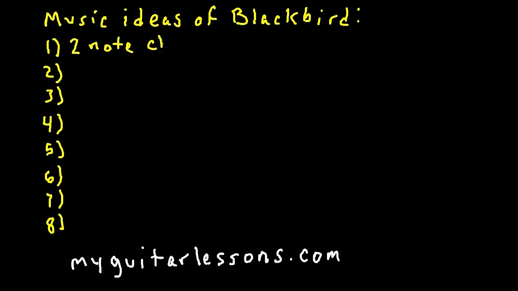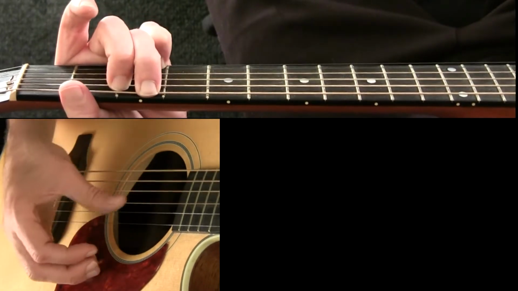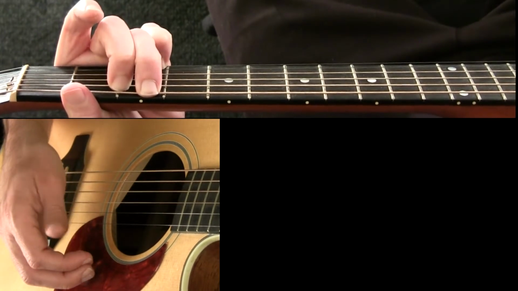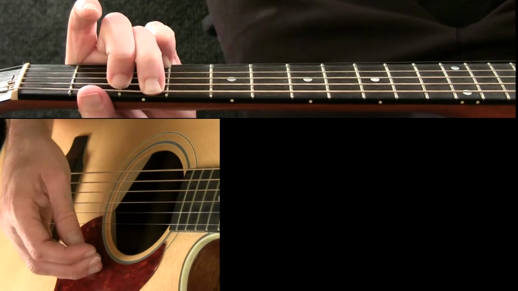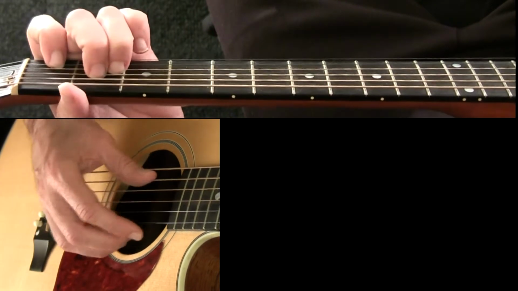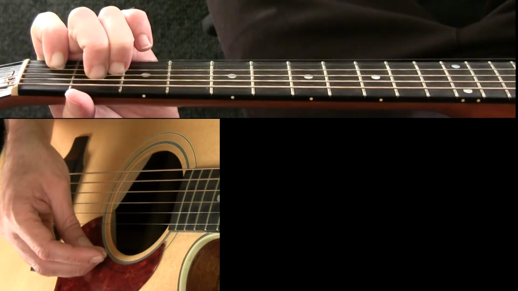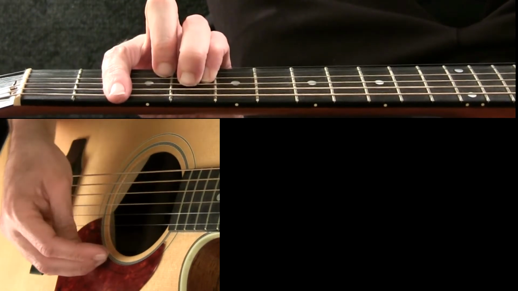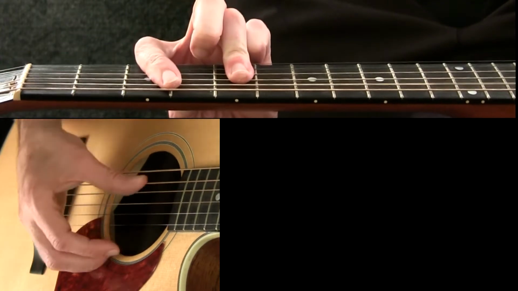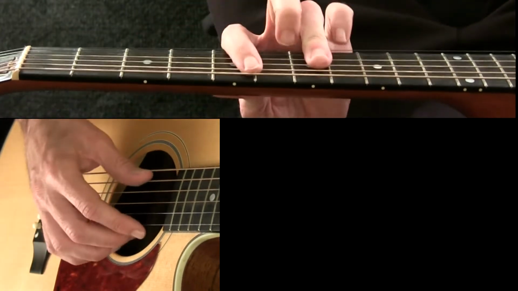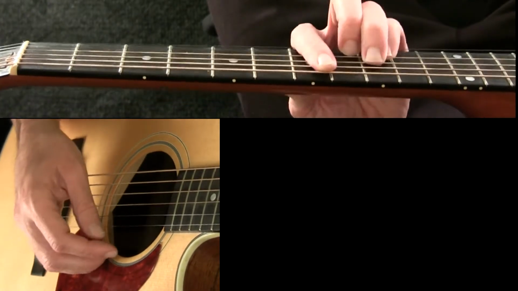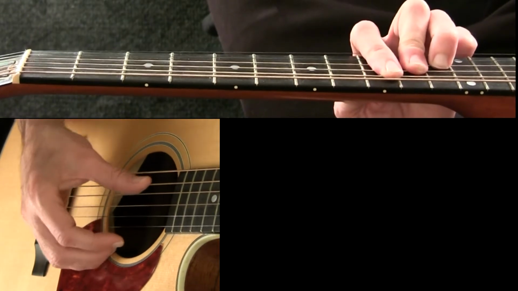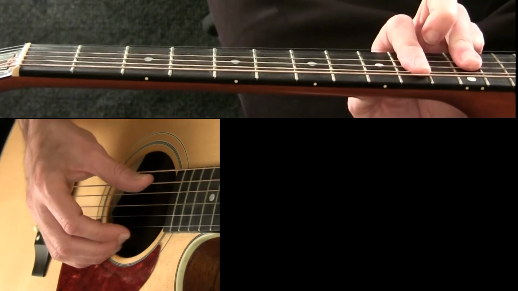The first music idea that we're going to discuss is a two-note chord series. So Blackbird is in the key of G major, and for every key, there's a family of chords that belong together. So in the key of G major, the 1 chord is a G major chord. The 2 chord is an A minor chord. The 3 chord is a B minor chord. The 4 chord is a C chord. The 5 chord is a D chord. The 6 chord is an E minor chord. And the 7 chord is an F sharp diminished chord. And then we're back to the 1 chord, which is a G major chord.